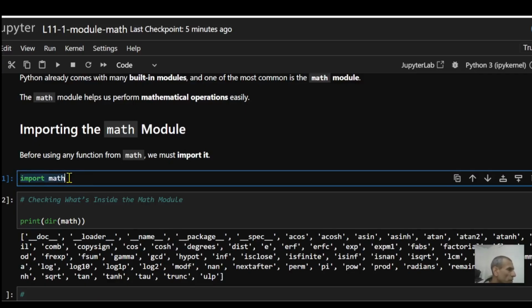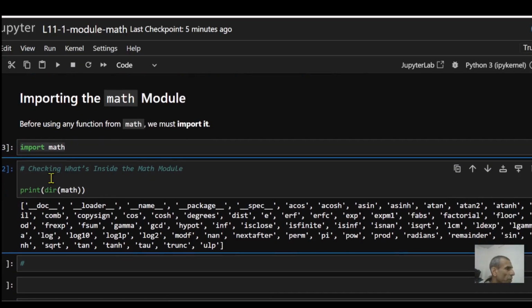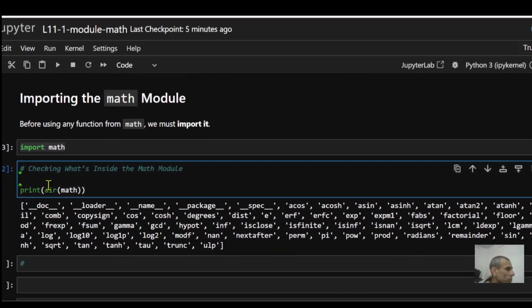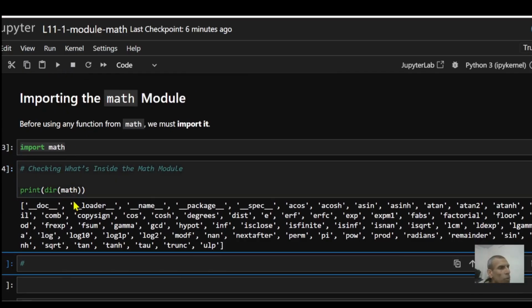So let's import our module. This is the way I'm importing it. Run this cell, and now your module is imported. I want to see what's inside my module. There's a method called dir, and you just specify the name of the module, and that's going to print out all the functions, all the built-in methods that are available inside your module. And these are the ones.